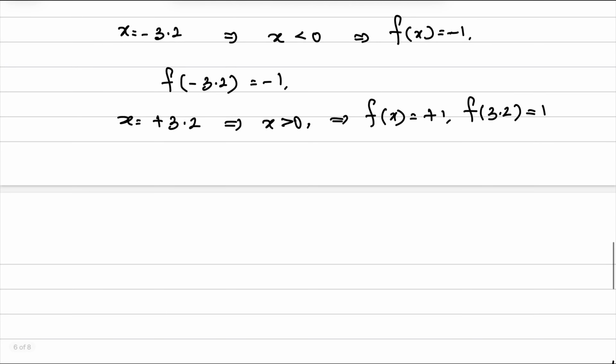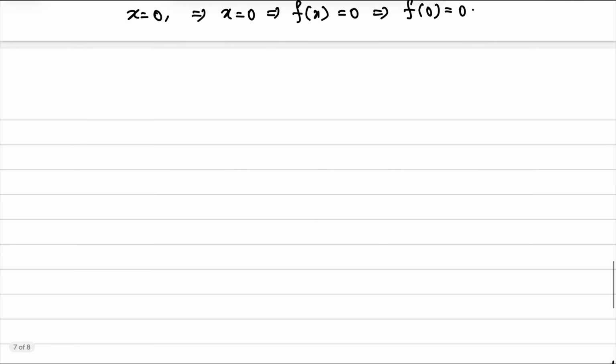Please try to understand this. If x is equal to 0, that implies function x is equal to 0, that implies function 0 is equal to 0. That means function of minus 3.2 is equal to minus 1. It's constant, whatever may be the value of x.